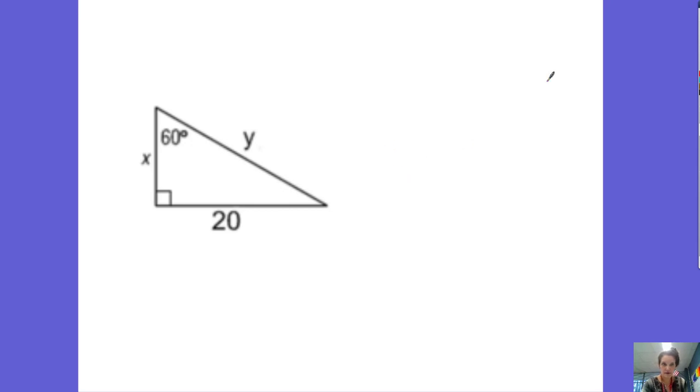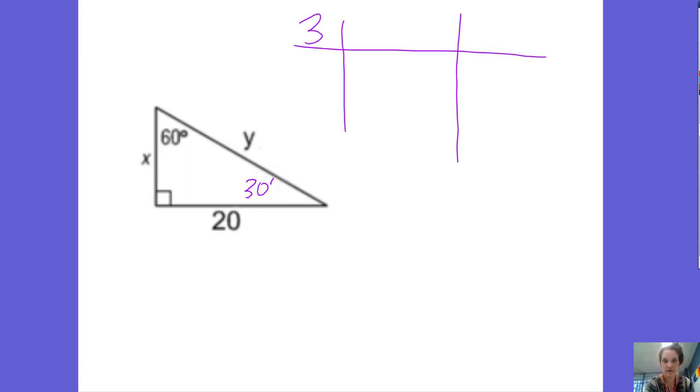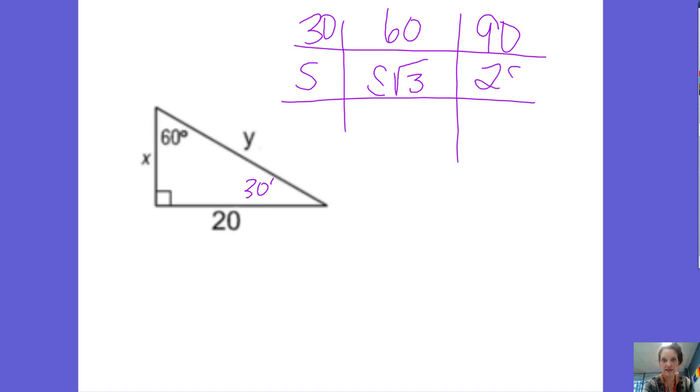Okay, in this problem we have a 60-degree angle and a 90-degree angle, so that means this is a 30-degree angle. We have a 30-60-90 special right triangle. I'm going to make my chart just to sort of guide me: S, S root 3, 2S.